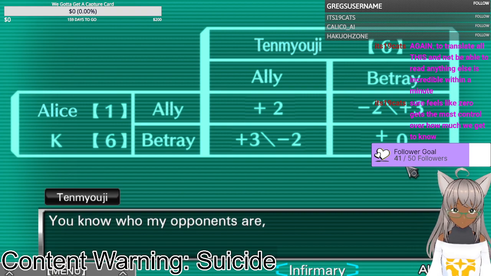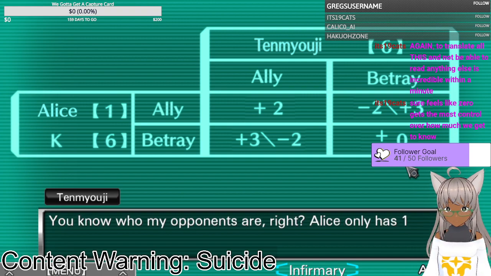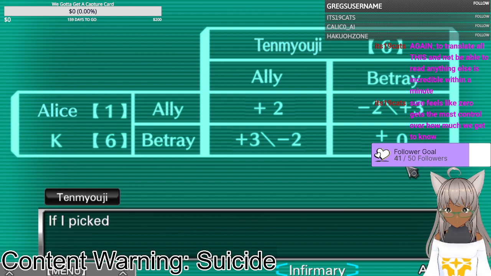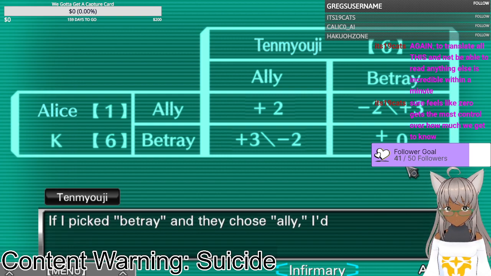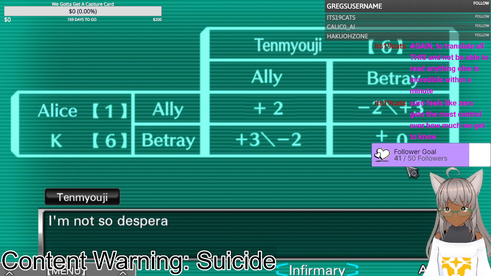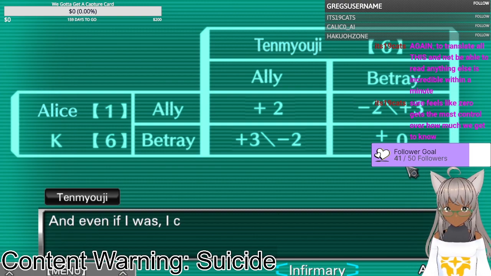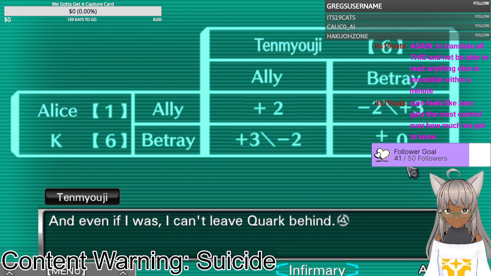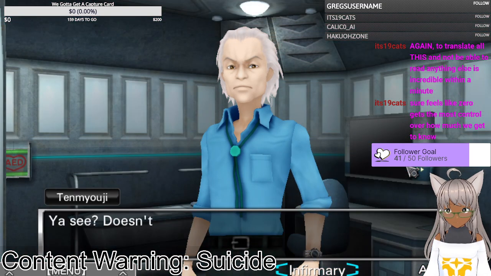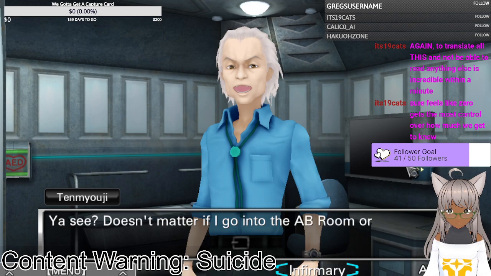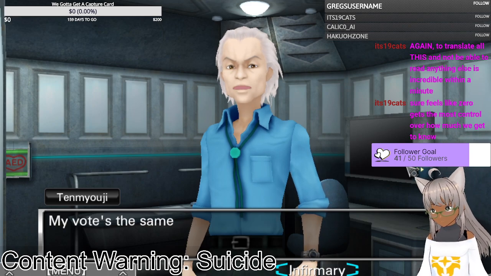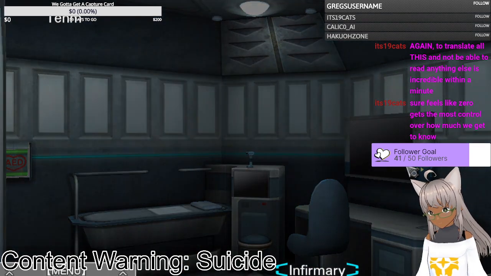You know who my opponents are, right? Alice only has one BP left. If I pick Betray and they chose ally, I'd kill her. I'm not so desperate to escape that I'm gonna kill someone for it. And even if I was, I can't leave Quark behind. You see? Doesn't matter if I go into the AB room or not. My vote's the same either way. Alright.